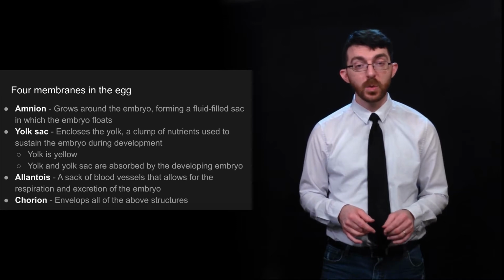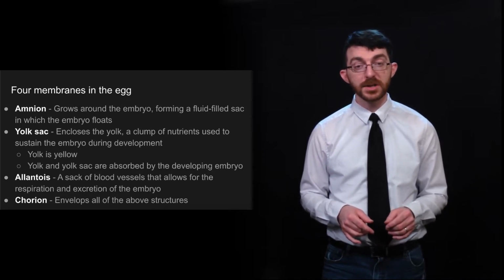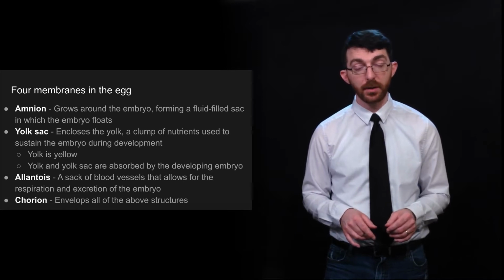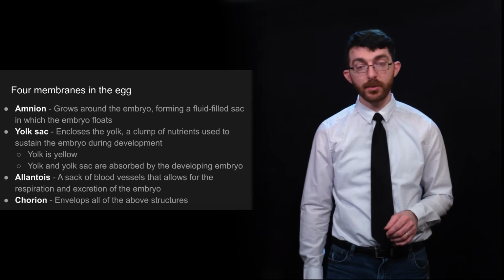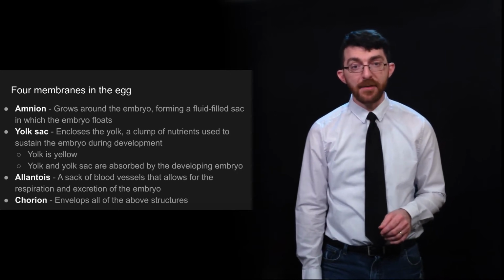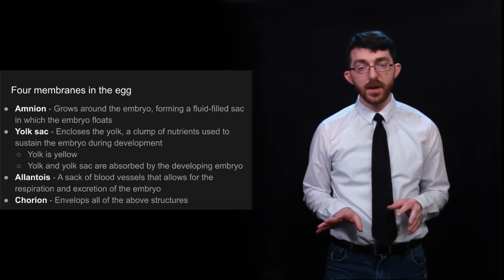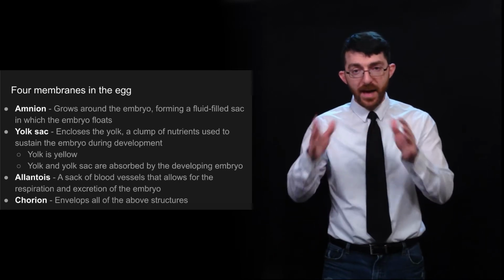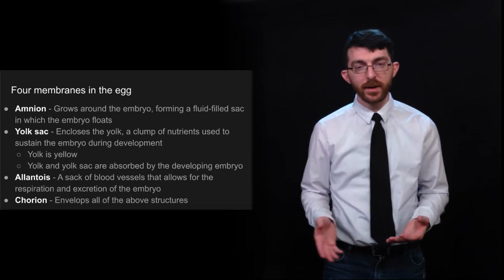Then we've got the allantois, which is a sac of blood vessels that allows for the respiration and excretion of the embryo, okay, to get oxygen in and carbon dioxide out and any waste that the embryo produces before it hatches. And then the chorion, which envelops all of the above structures, okay? So we've got, big package, the chorion, containing an amnion, a yolk sac, and an allantois.